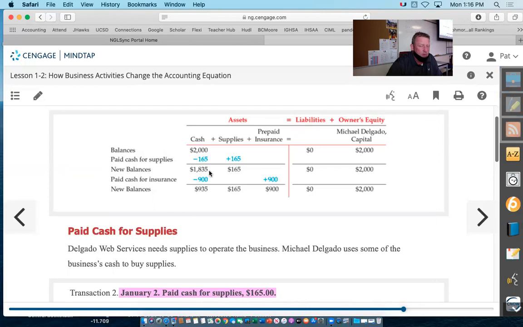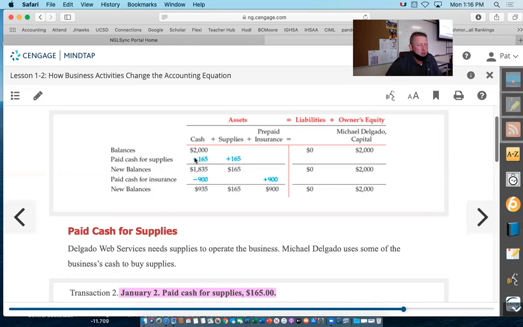We now have a new balance. Does that make sense? Why you have 1835 there? But you also gained an asset, because when you paid cash, cash went down. What'd you gain? Supplies. Before you didn't have any supplies, now you have $165 worth of supplies. So you will increase the supplies.